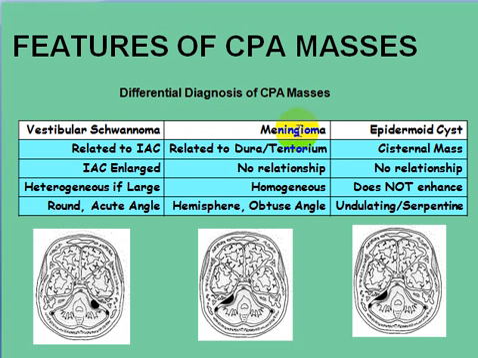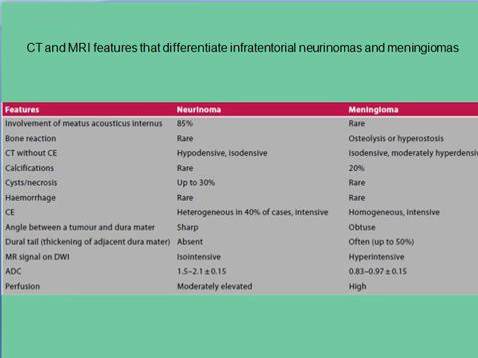But in meningioma, it is related to the dura and tentorium and has no relationship to the internal auditory canal, with homogeneous enhancement and an obtuse angle. Epidermoid is a cisternal mass. It has no relation to the internal auditory canal and doesn't enhance, it is undulating and serpentine in configuration, and it shows restricted diffusion.